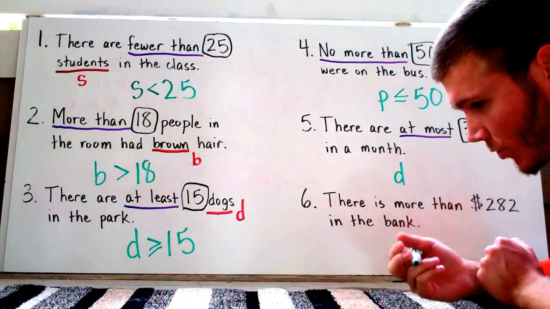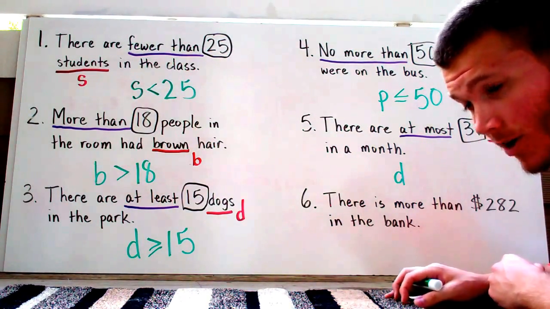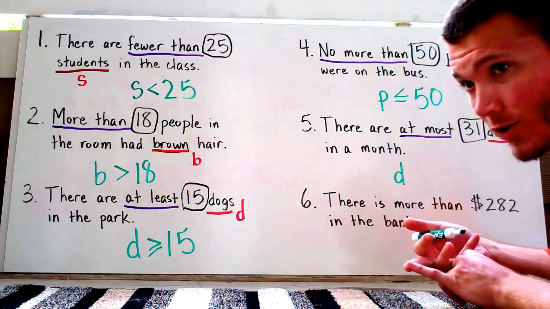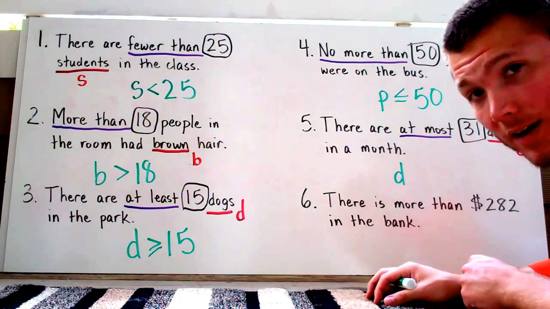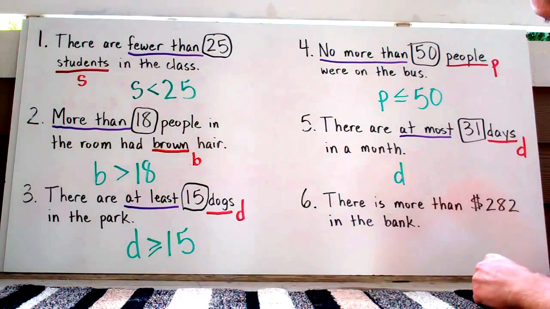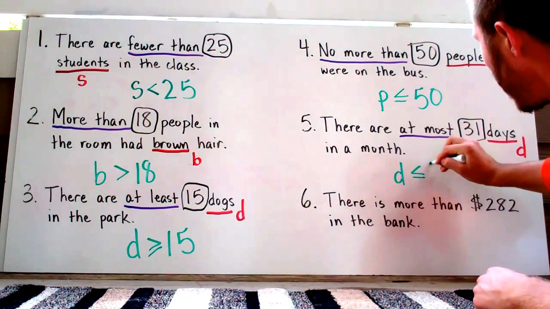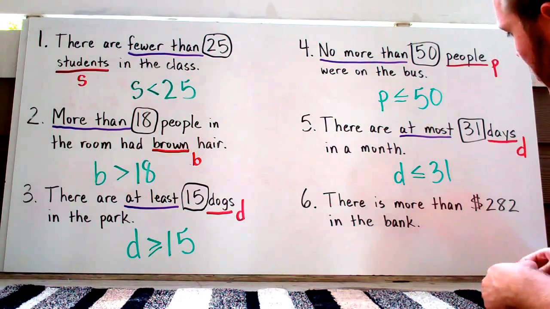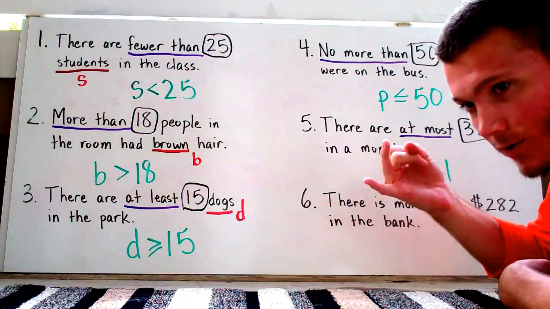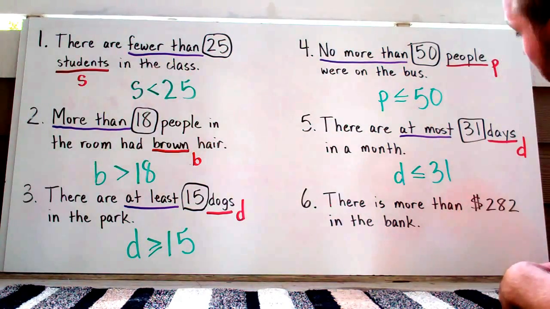So that means 31 is a possible solution for D, but there can't be any more than 31 days in a month. So that means 31 would work for D, 30, 29, 28, and so on until we got down to 0 or 1. There are at most 31 days in a month. So the number of days must be less than or equal to 31. Because we said D could be 31, but it could also be 30, 29, 28, and so on. Actually 28 because there's no fewer days than that in a month.